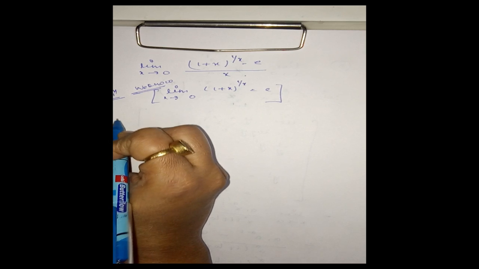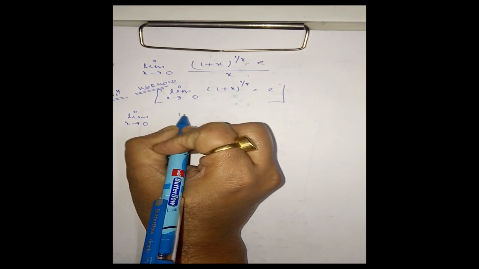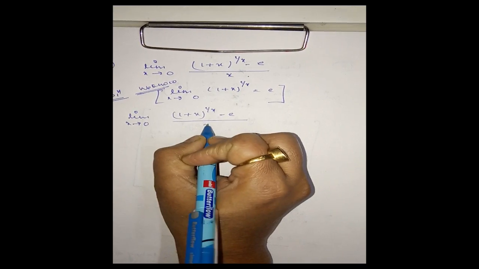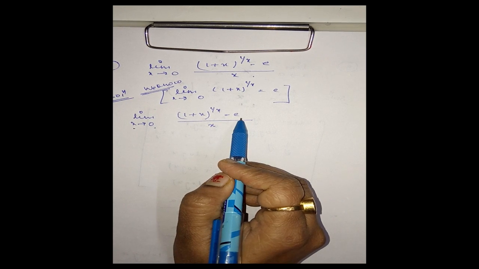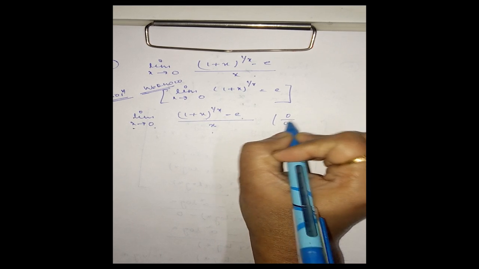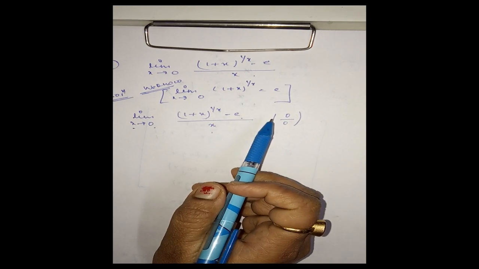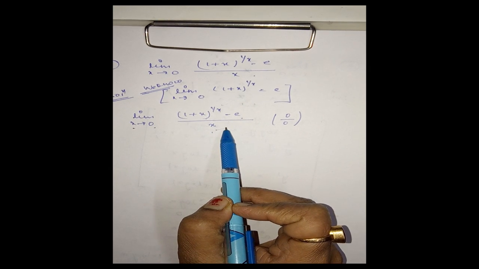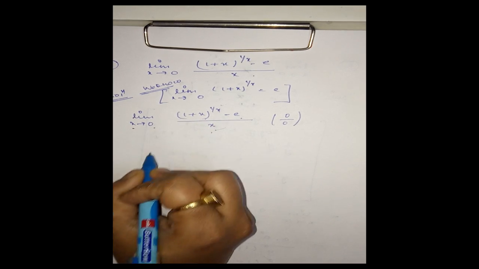Now limit as x tends to 0 of ((1 plus x) power 1 by x minus e) divided by x. On taking x to be 0, this will be e minus e, that is 0 by 0 form. Now we will apply L'Hopital's rule. For this we have to differentiate the numerator and the denominator. Let us first differentiate this separately.